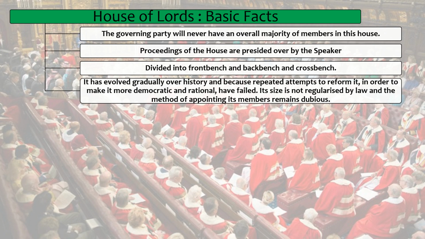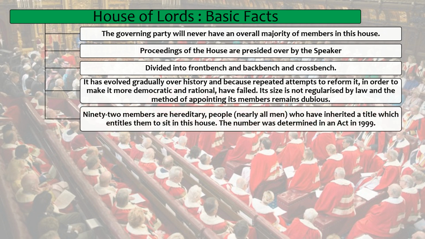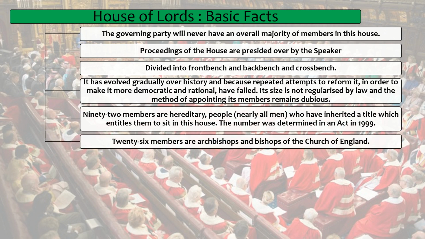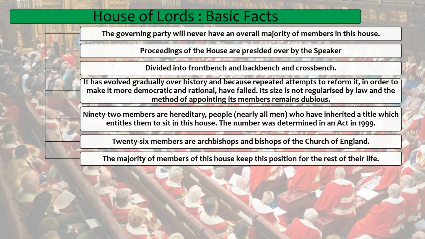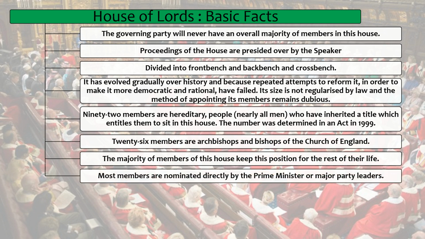The size of it has evolved gradually over history. There have been attempts to make it more democratic, but they have failed. There's no official legal size for it, unlike in the Commons, which has 650. And there are a lot of people that criticise how new Lords are created. 92 members of the House of Lords are hereditary, as we've discussed already, and the vast majority, though, are life peers. 26 members are archbishops or bishops of the Church of England. The majority of members of this house keep a position for the rest of their life.